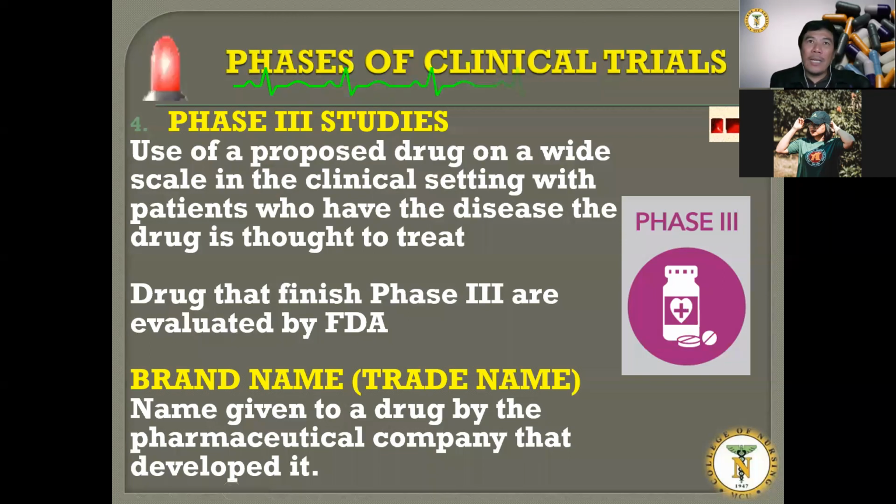Yung brand name or trade name, the pharmaceutical company is the one that is giving the name of the drug. So actually, Sinovac is a pharmaceutical company and the Covax is the one that is considered as a vaccine. It so happen lang that we are more familiarized with the Sinovac as a pharmaceutical company. So yung brand name is the one that are being given by the pharmaceutical company.